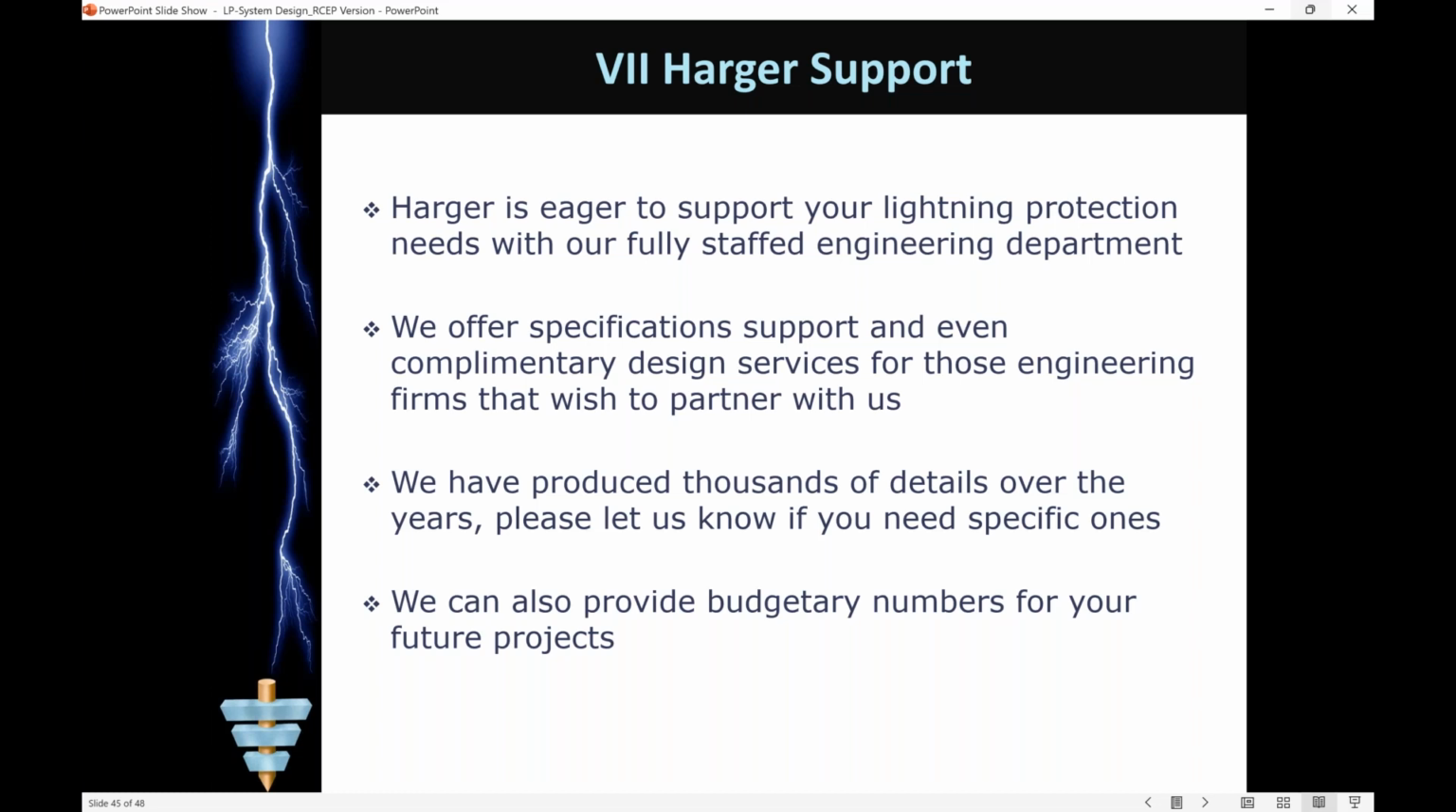We produce thousands and thousands of details. If you have some specific application that you need help with, we'd be more than happy to do that. We can also help if you're just trying to put together some budgetary numbers and figure out, on a specific structure, is this a $20,000 project of lightning protection, or is this $200,000 worth of lightning protection?